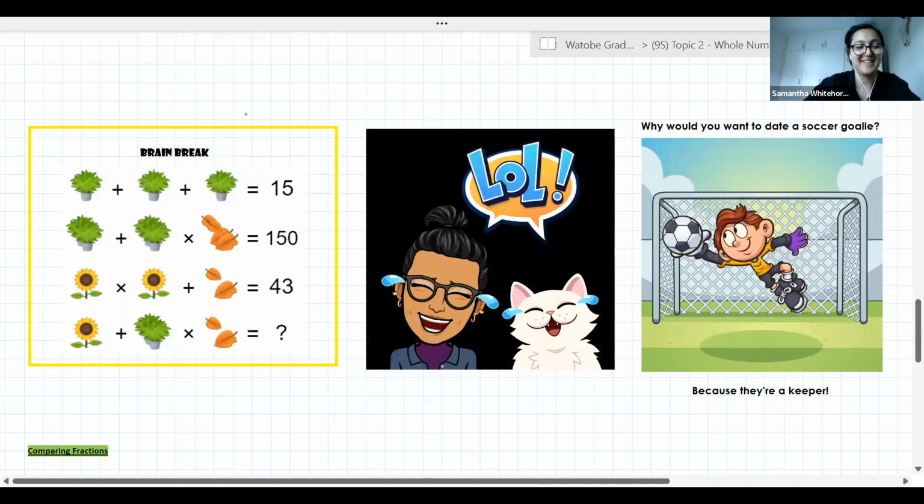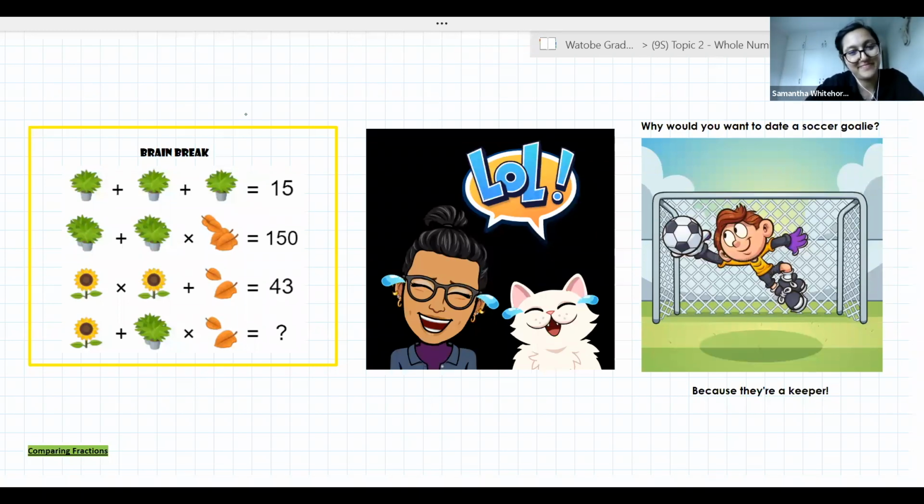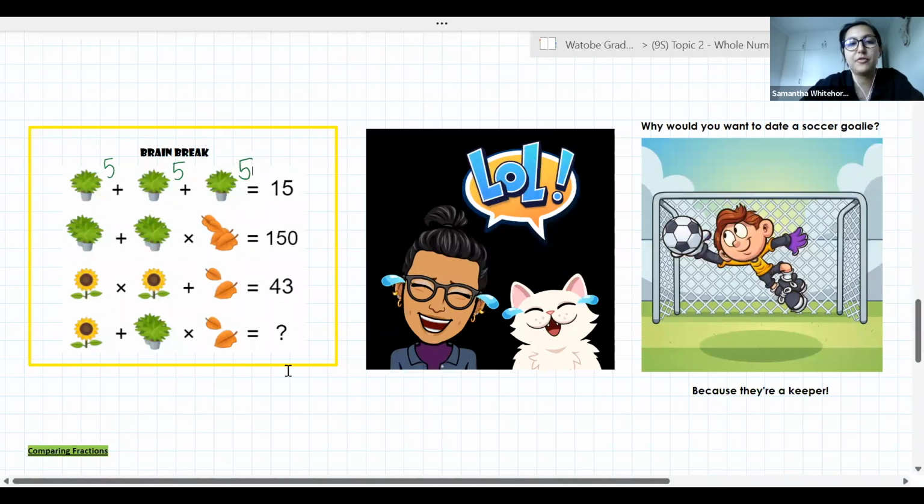The first one is 5 plus 5 plus 5, hence the 15. Perfect. So 1 pot plant is 5. Kanya, what then is 2? What then is 2 pot plants if 1 is 5?